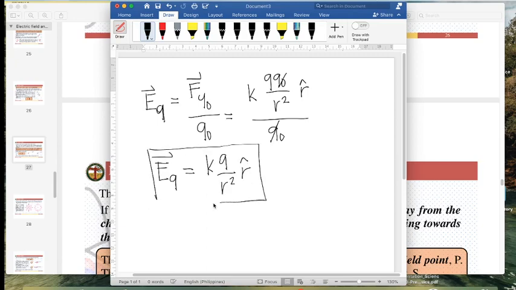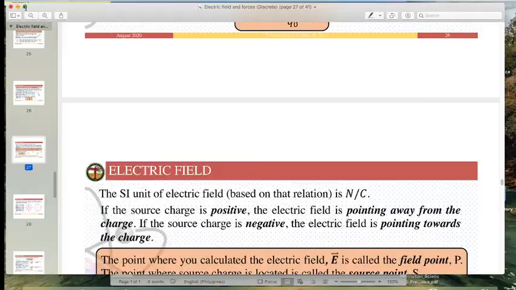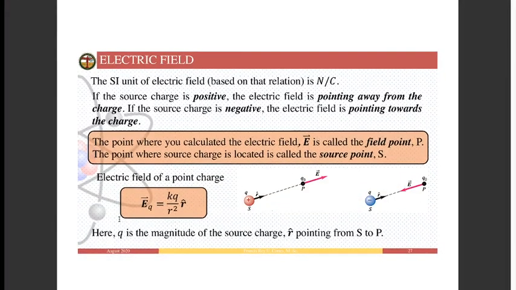Because of that relationship, we can derive the electric field due to a point charge: KQ over R squared R hat. Because of this equation, this electric field follows the inverse square law, meaning the electric field is inversely proportional to the square of the distance. If we move farther from the charge, its electric field becomes weaker. If we move closer to the charge, its electric field becomes stronger. That is why it is called the inverse square law.